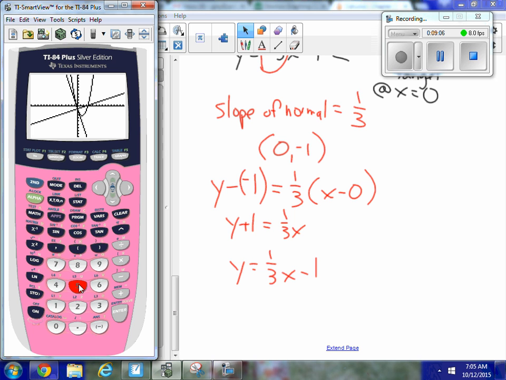And if you really wanted to zoom in on it at x equals 0, you can make your x minimum negative 5 and maximum positive 5, and your y minimum negative 5 and maximum positive 5, and then graph it. And you can see that they are all tangent right there at x equals 0. I don't know if I can make that a square screen with a different window. So that's how that problem works.